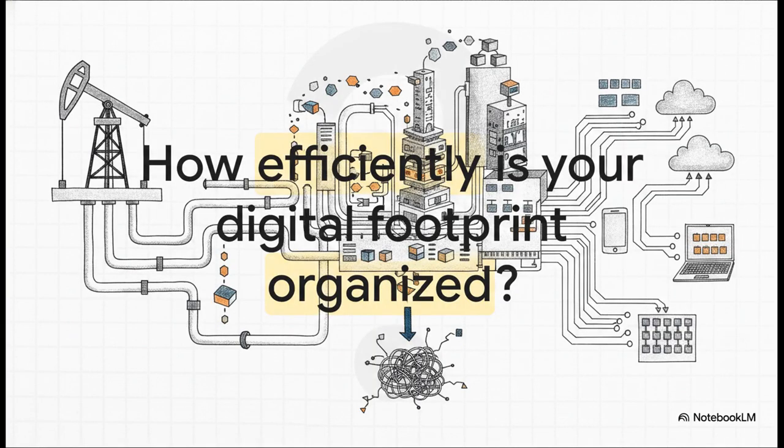Which brings us to a final thought. If data is the new oil of the modern economy, then data structures are the complex pipelines and refineries that make it actually useful. Seeing how mathematically precise and efficient systems can be at managing massive, complex networks, it really leaves us to wonder, with all this incredible architecture available, how efficiently is our own daily data truly being managed?